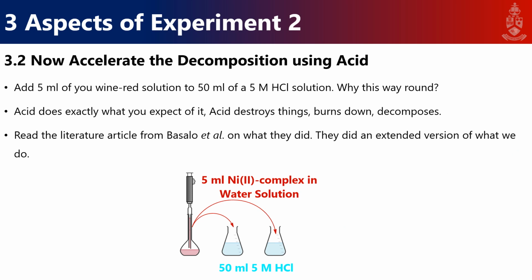Okay, so to drive the decomposition, we'll be using a strong acid and a lot of excess acid. We'll only use 5 milliliters of our wine red solution, so 5 mL of our complex, and we'll use 50 milliliters of a very strong acidic HCl solution, and we'll add our complex to this 50 milliliter HCl solution. Of course, the acid will do exactly like you expect. The acid will decompose our complex by protonating the ligand and causing it to decoordinate, or discoordinate, whatever you like to call it, essentially destroying the complex.